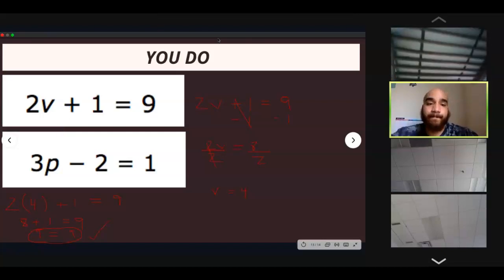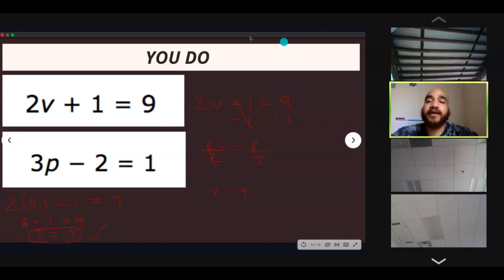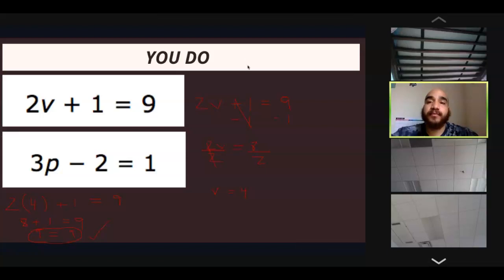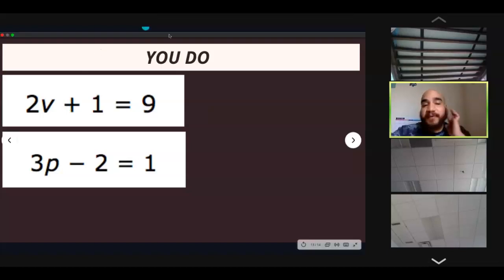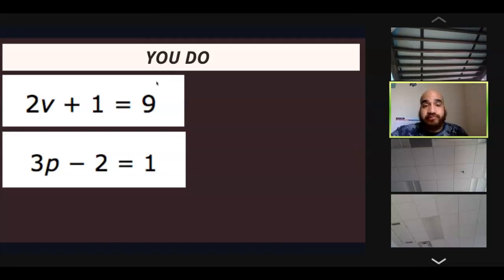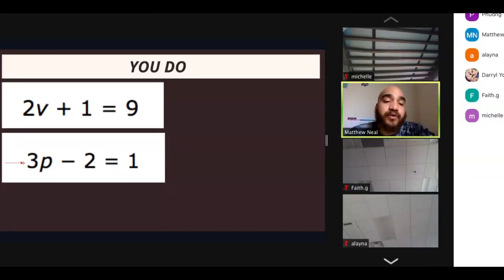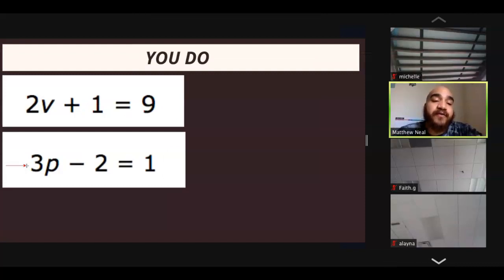So here's what we're going to do. We're going to go now to number 2, our second equation. Yes, Faith, exactly. Number 2, I mean 3p minus 2. All right, we'll put this arrow. We're working on this one right here. I'm going to start up the timer again. I'm going to give us a minute and 30 seconds. Using the steps that we've been reviewing this whole time, I want you to go through this equation and solve for our unknown variable.